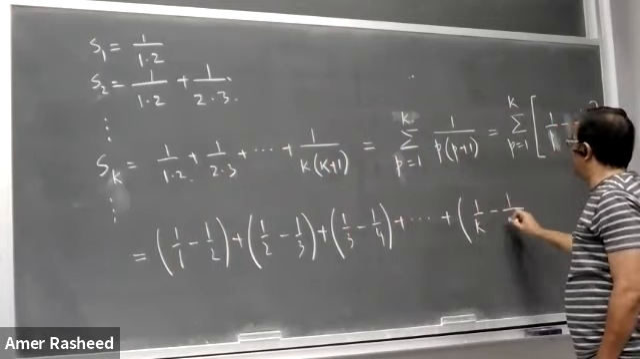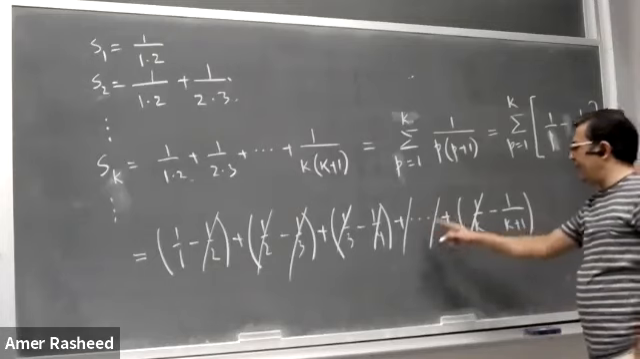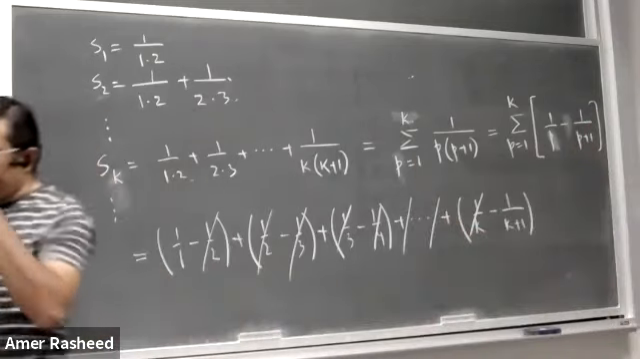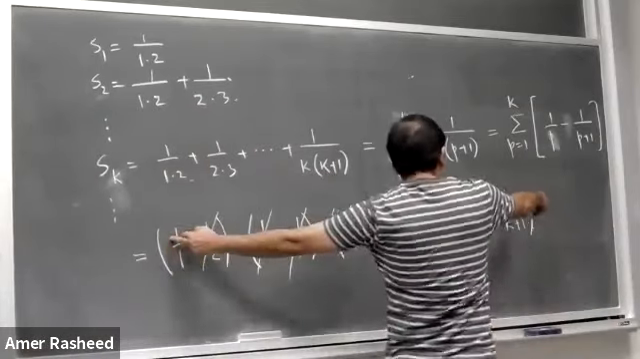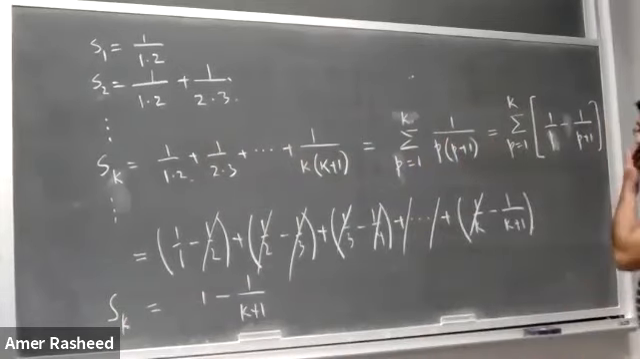This term will be cancelled out with some term somewhere here, and we are left only with 1 over k plus 1. We'll have only the first term and the last term. So the first term is 1 minus 1 over k plus 1. So this is our s_k, the sequence of partial sums, the kth partial sum.